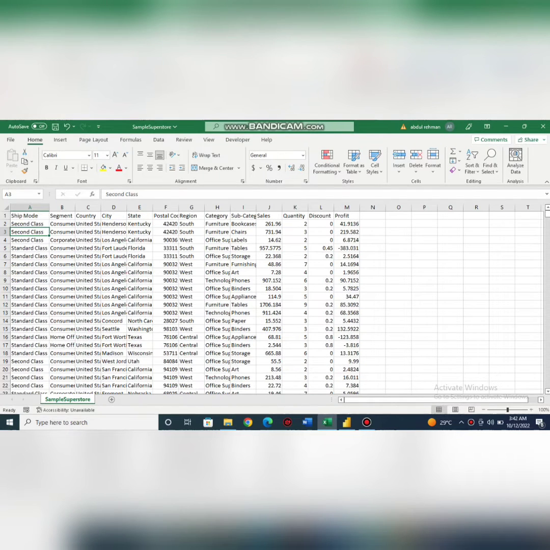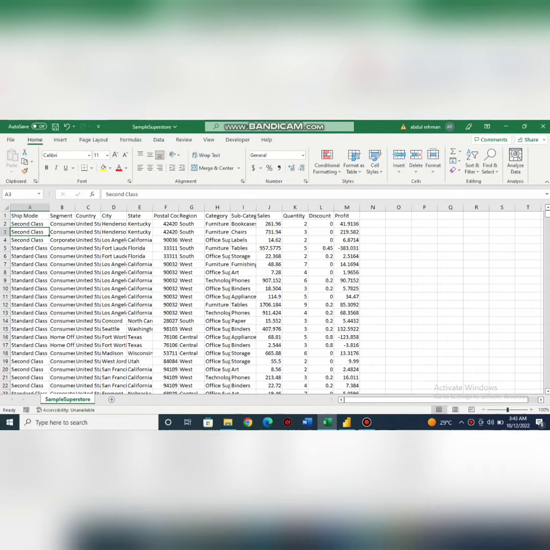Now I will explain the project in which I worked on exploratory data analysis using Power BI Desktop. This dataset is about the sample superstore.